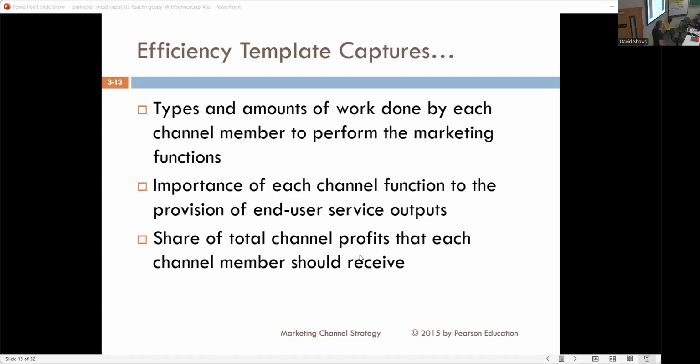Normative, the word, means should. Marketing is a normative science in that marketing research tells the practitioners what they should do. So remember, normative equals should.